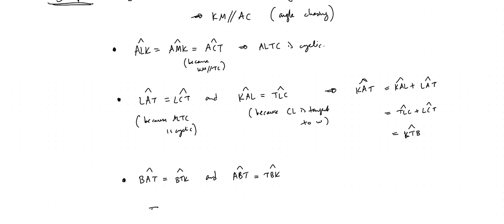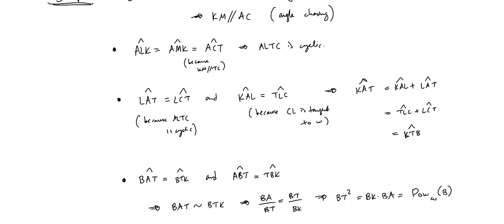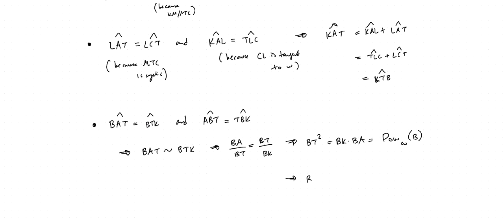So from this, you obtain triangle BAT is similar to BTK. From this, you obtain BA over BT equals BT over BK. So from this, you obtain BT squared equals BK times BA, which is the power of B with respect to circle omega. Therefore, BT is equal to the length of the tangent from B to omega.